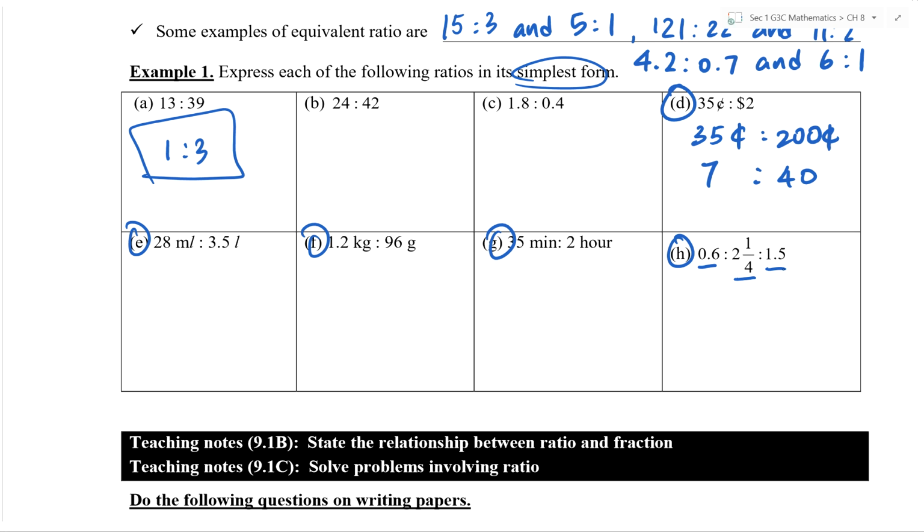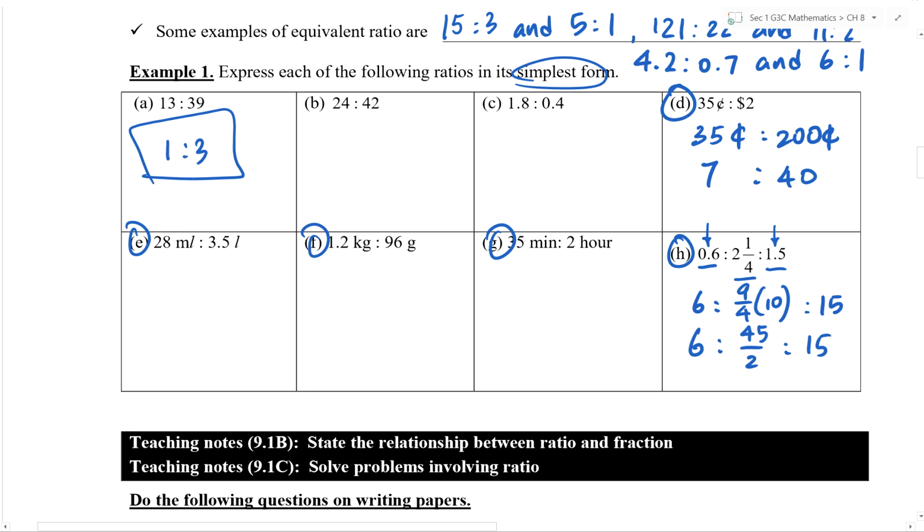First off, we can consider multiplying throughout by 10, because multiplying by 10 will remove these two decimals over here. We will then result in 6 is to, now 2 and 1/4 is the same as 9 over 4, 9 over 4 multiplied by 10. Okay, and finally we have 15 over here. Continue with our simplification. We get 6 is to 9 over 2 times 5, so this will be 45. And here we have 15.